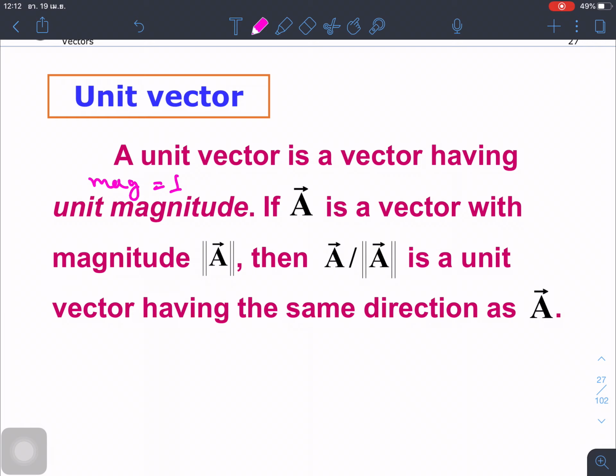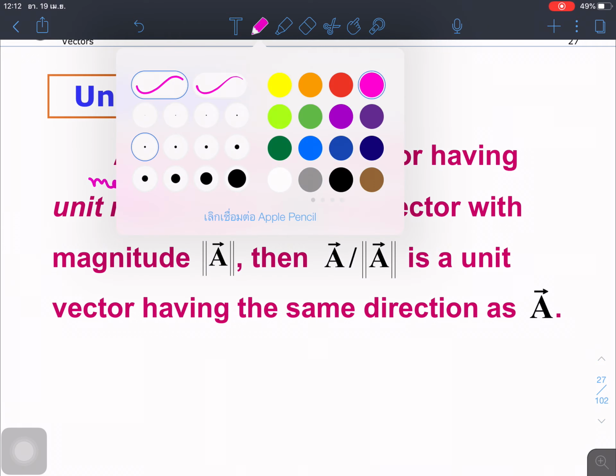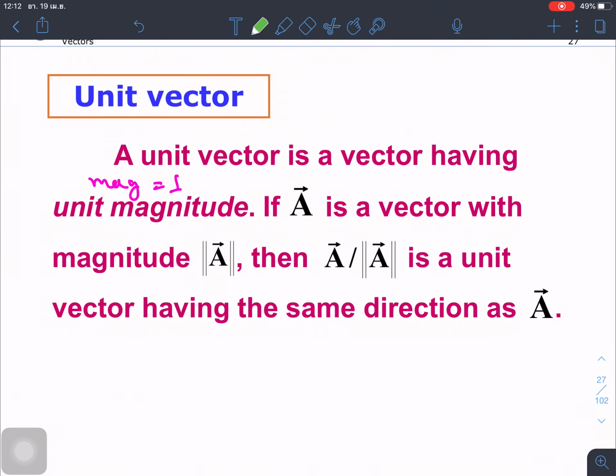Okay, given a vector A with a magnitude, norm of A, then to be precise, I have to write this down. You have the scalar 1 over the modulus of A. This is the scalar, right? And then you multiply it by vector A. That is the unit vector having the same direction as vector A. Okay.